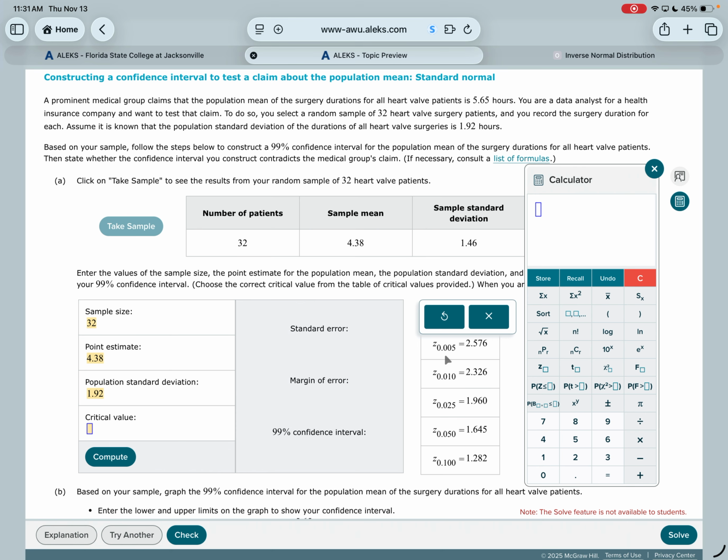Yeah. So what you can do is you can do 1 minus 0.99 and divide it by 2. So the 1 minus tells us how much is on the outside, and you divide it by 2 because it's two tails. There's one on the right side, one on the left side. So you do 1 minus the confidence level divided by 2, and that will tell you exactly which one to use. So I'm using the 2.576.